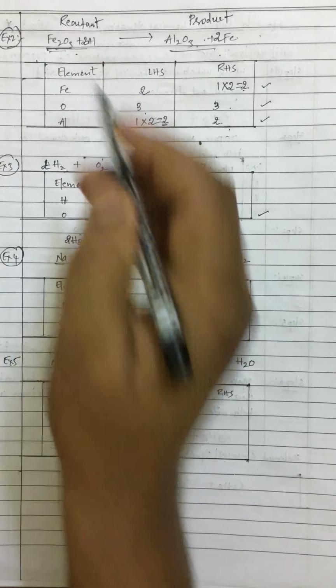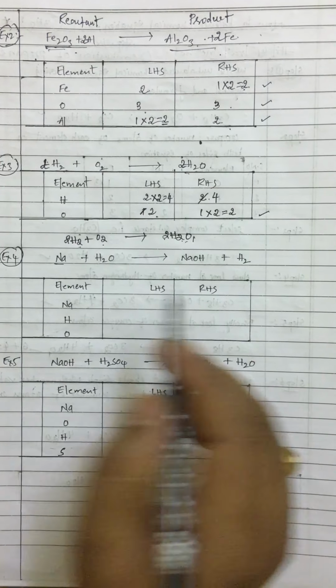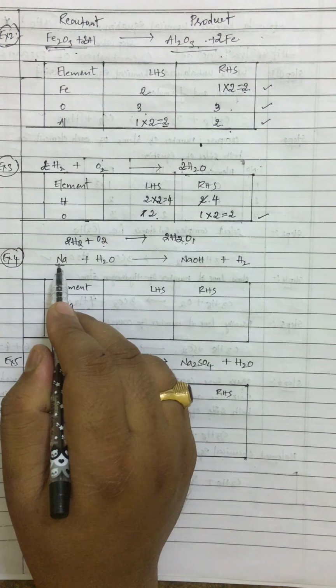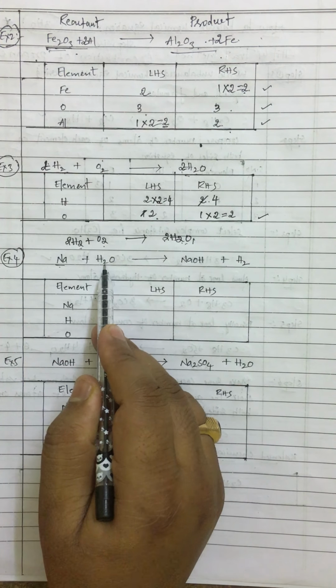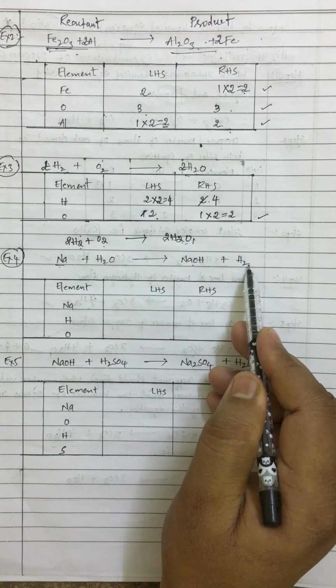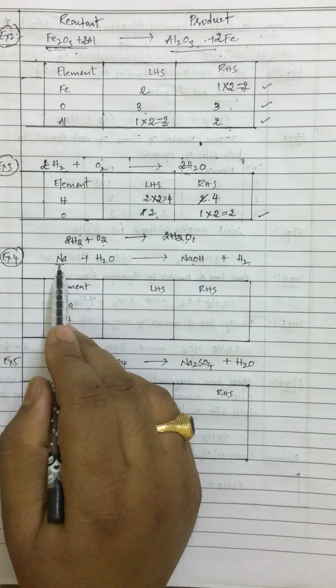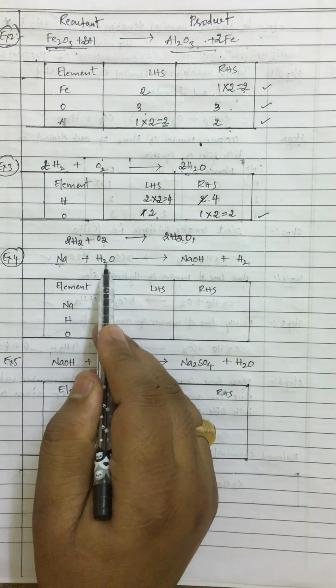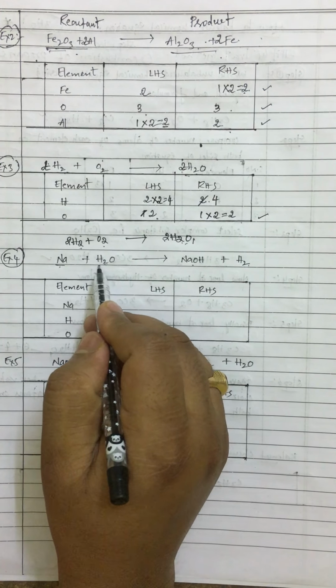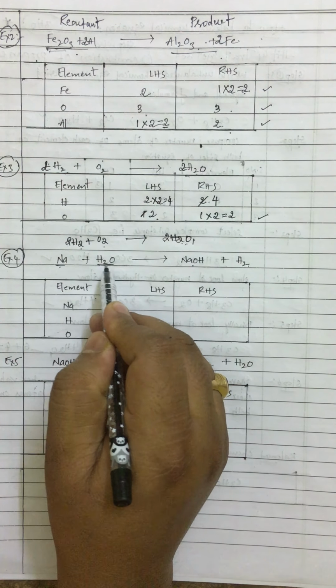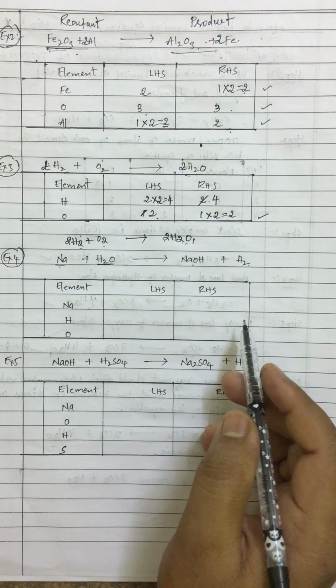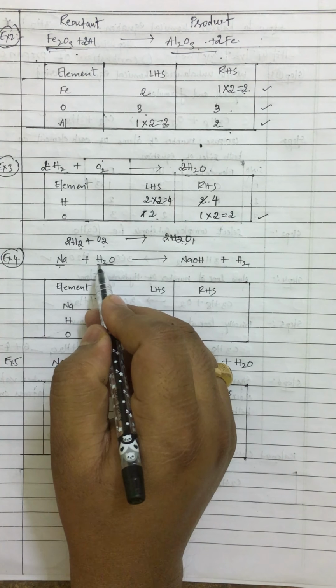Okay, hope you are understanding this. Now let us start. Here in this case I have sodium and water, giving sodium hydroxide and hydrogen. So in these two, which one should be selected? Let us select H2O first. Why? Because it has more number of atoms. Okay, so now let us start first with hydrogens.